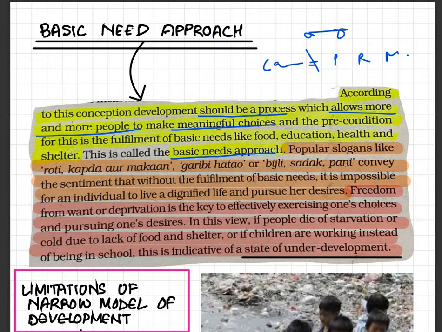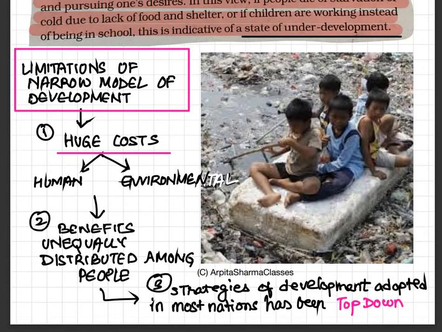No. Alright. And because we do not focus on the basic need approach, that is the reason why so many states or nations are still underdeveloped. And when we talk about the narrow definition of development, where we are only focused on economic progress, right? In those kinds of models of development, there are many limitations, disadvantages also. For example, the first disadvantage is the huge cost when it comes to humans or when it comes to the environment. We are paying a huge cost.